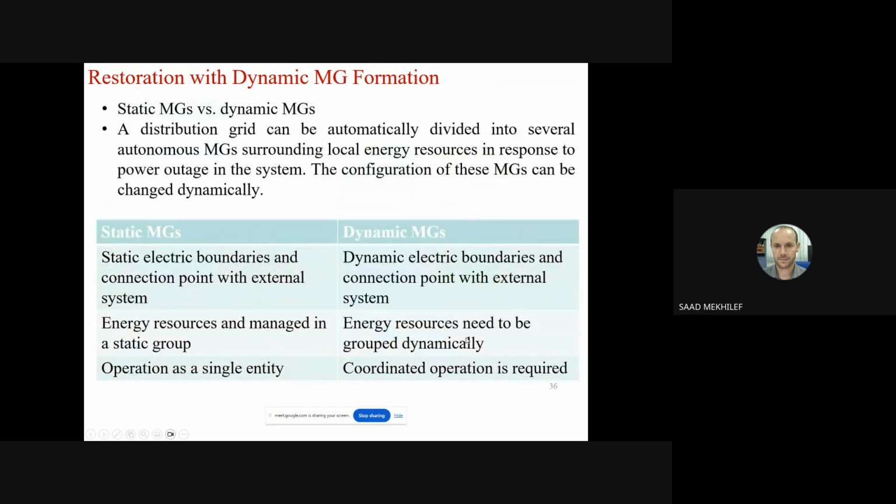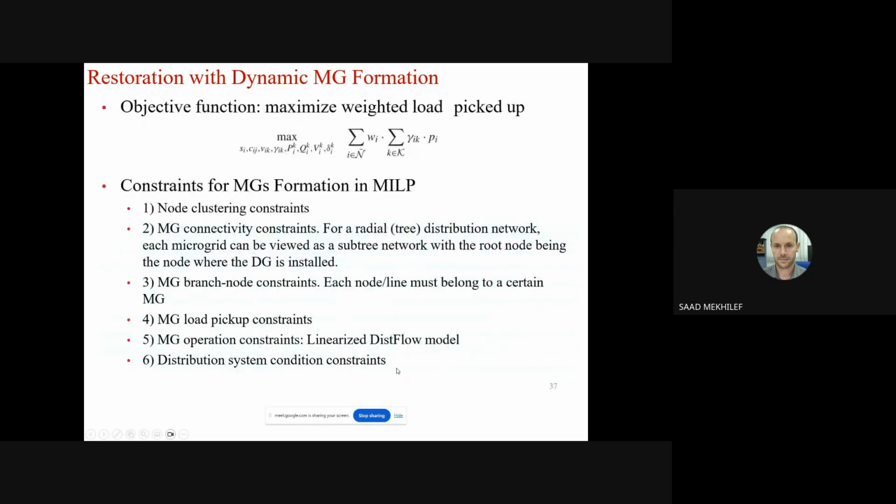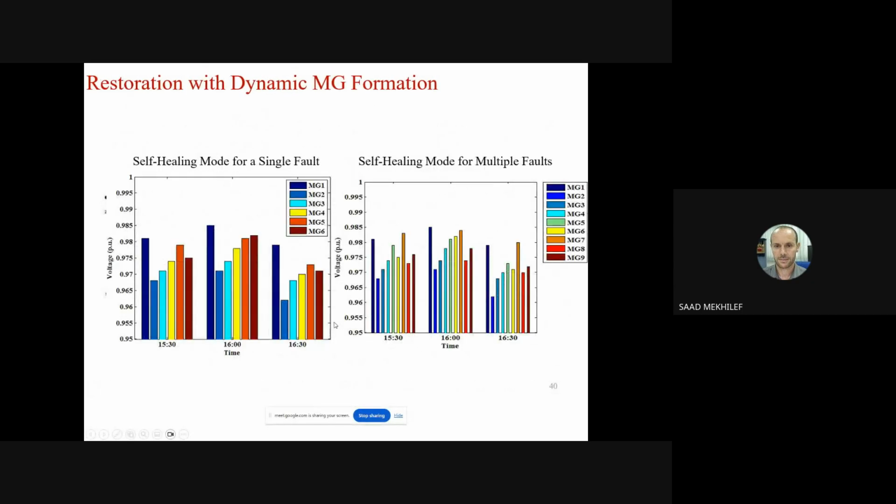Maybe I will give you examples in terms of restoration with dynamic and static microgrids, because we have two types. For static microgrids, the boundaries and the connection points are with external systems, and the energy resources are managed in static group operations. For dynamic, the electric boundaries and connection points are dynamic, so the energy can move from one place to another. I think there is another example here.